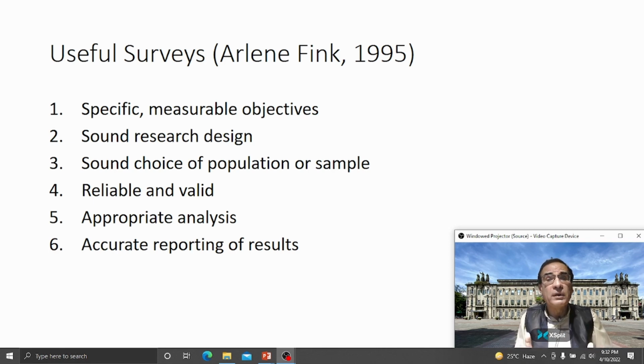Choice of population or sample. So you have to make a sound choice of population or sample, and you will also check the reliability and validity. Reliability and validity are very important for your research. And after checking the reliability and validity, you apply appropriate analysis for obtaining the result. And at the end, you get accurate reporting of the result and submit, and that is your thesis, dissertation, or your paper.